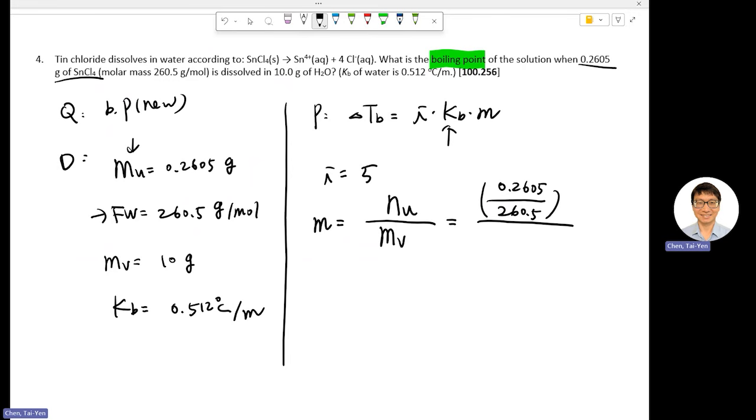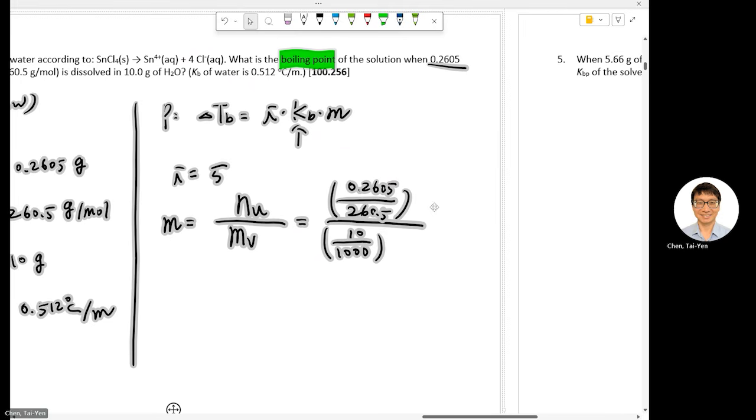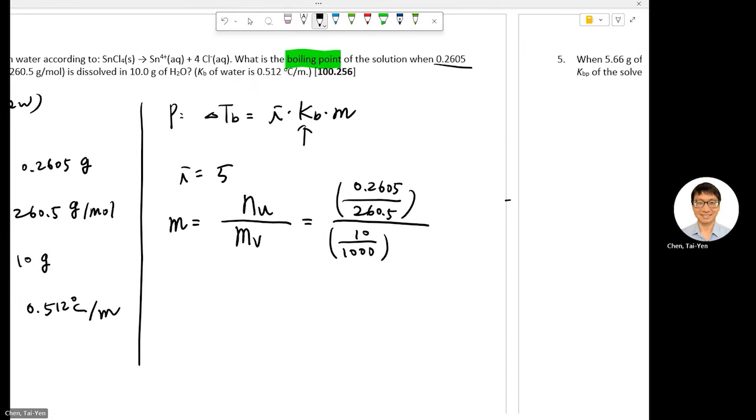Mass of your solvent will be 10 grams. Try to convert it into kilograms. This will give you a concentration of 0.1. Therefore, the change of your boiling point will equal 5 times Kb, 0.512, times concentration 0.1, which gives you a number of 0.256 degrees C. So that is the change of the boiling point.